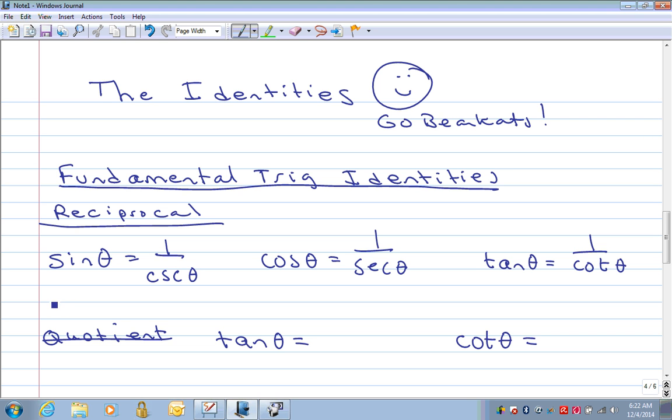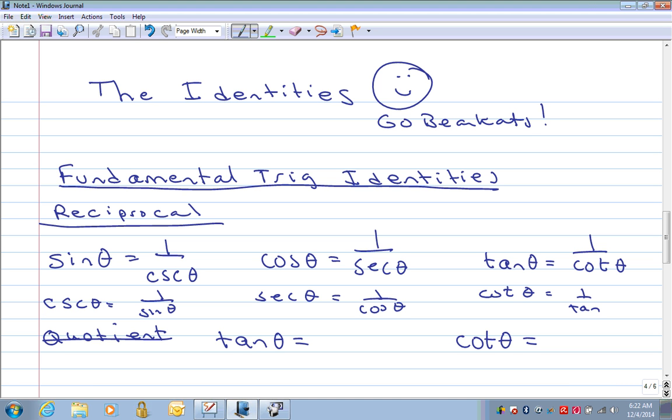I'm not going to write them all out, but the reverse is also true. Or maybe I will write them out. So cosecant theta would be equal to 1 over sine theta. And secant theta would be equal to 1 over cosine theta, and cotan theta would be equal to 1 over tan theta.